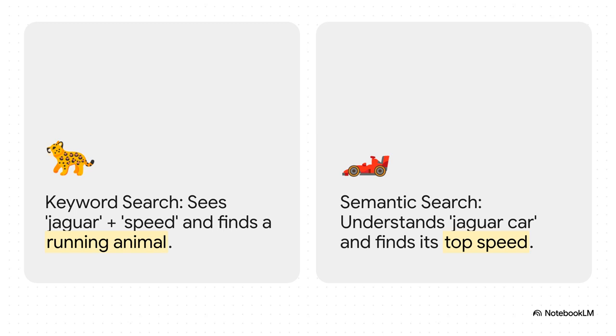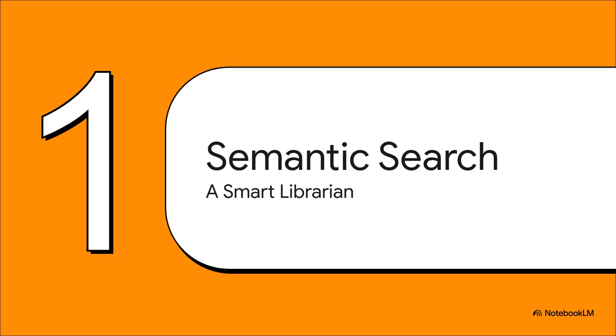Now, that smarter way of doing things has a name. It's called semantic search. And honestly, the best way to think about it is like having this super smart librarian. Not one who just finds books with your exact words in the title, but one who actually understands what you're trying to figure out and points you to the best information no matter how you ask for it.